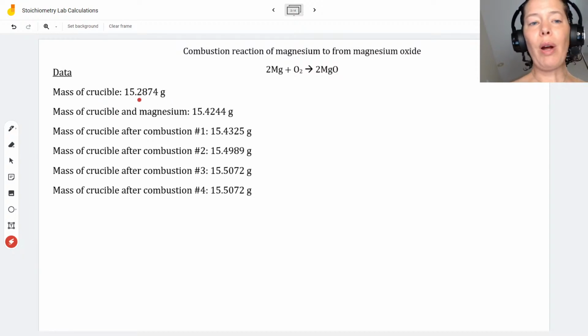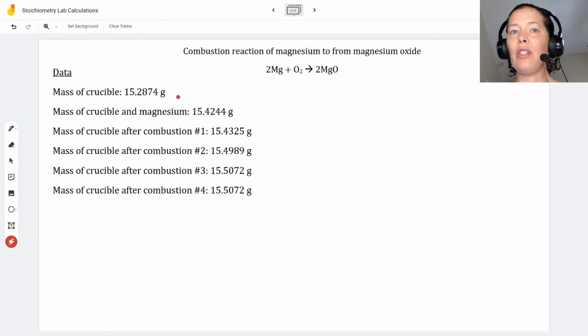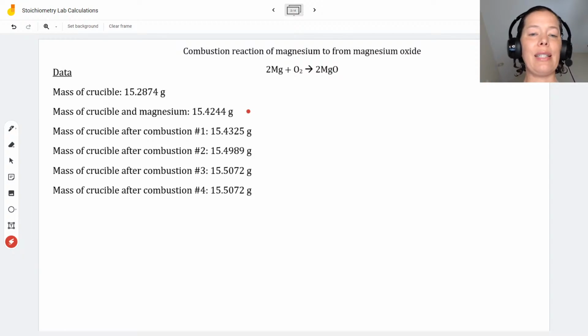So the first thing you probably did is you just weighed the crucible on its own. Then you got a small piece of magnesium. You weighed the crucible and the magnesium together. Then you heated this somehow, probably with a Bunsen burner, but it could be done other ways. And then you got a series of weights afterwards. And, again, some labs specify take a certain number of weights, and others specify take weights until the mass is consistent. So you can see here with these masses, I took 4 different masses, and these last 2 masses were consistent, so I stopped taking masses at that point.